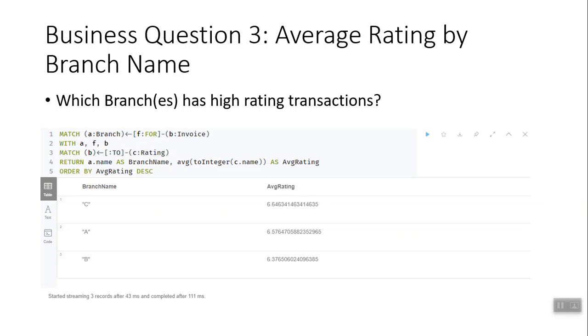And now looking at the average rating by branch name, I wanted to see from a customer's perspective what is being rated high for that invoice ID specifically per branch. What I saw was branch C had an average rating of about 6.64 for each of their invoices or transactions. This was significantly higher than A and even more significantly higher than branch B. So again, branch C is starting to become a clear indication of potentially being my choice.